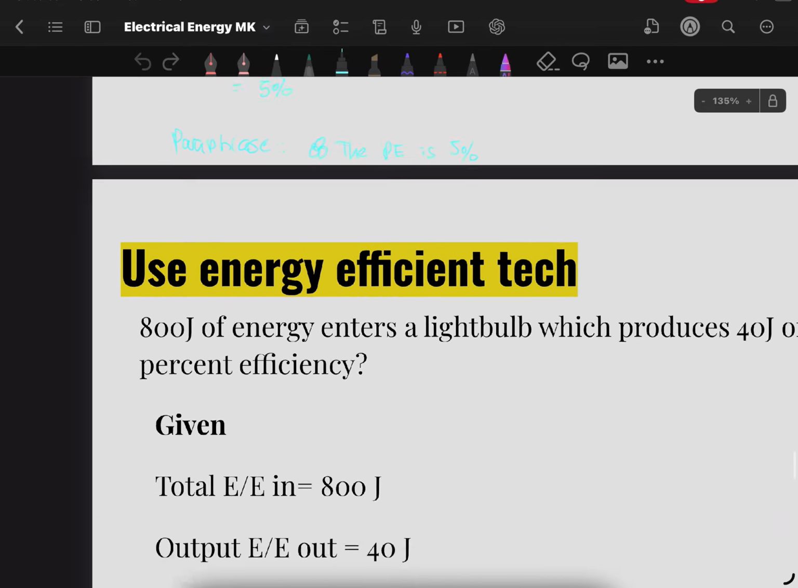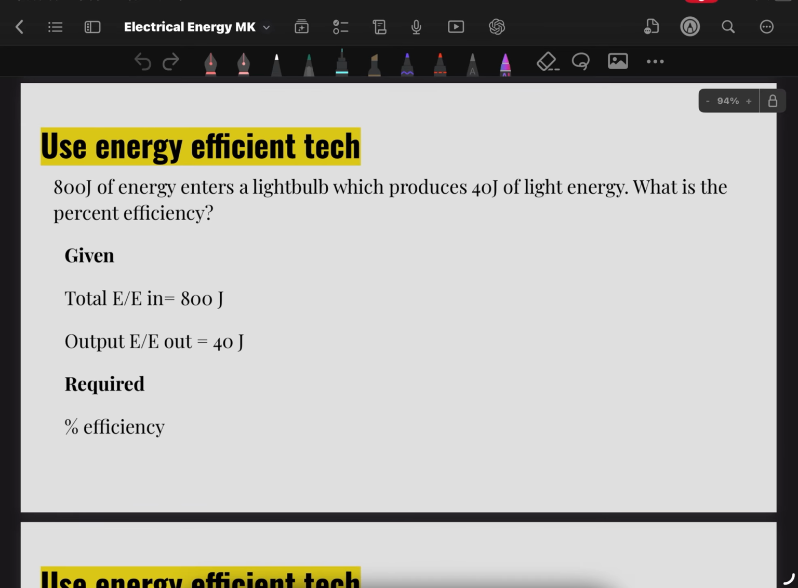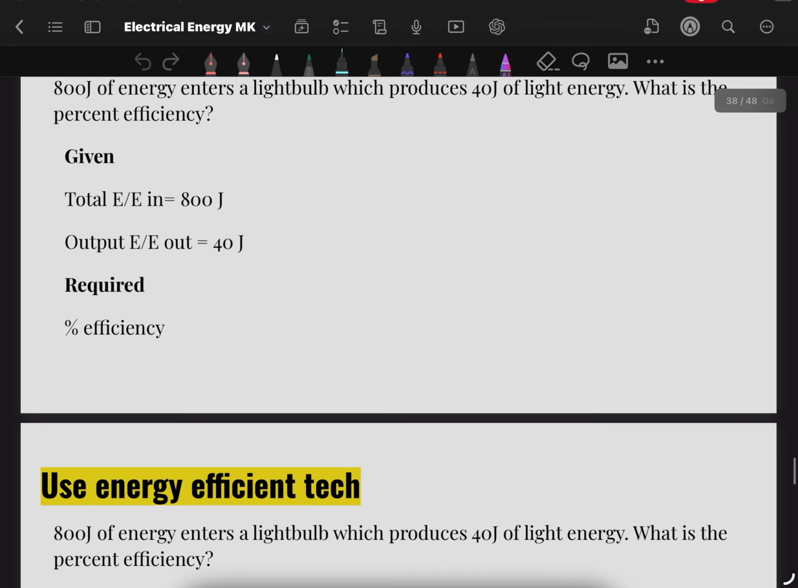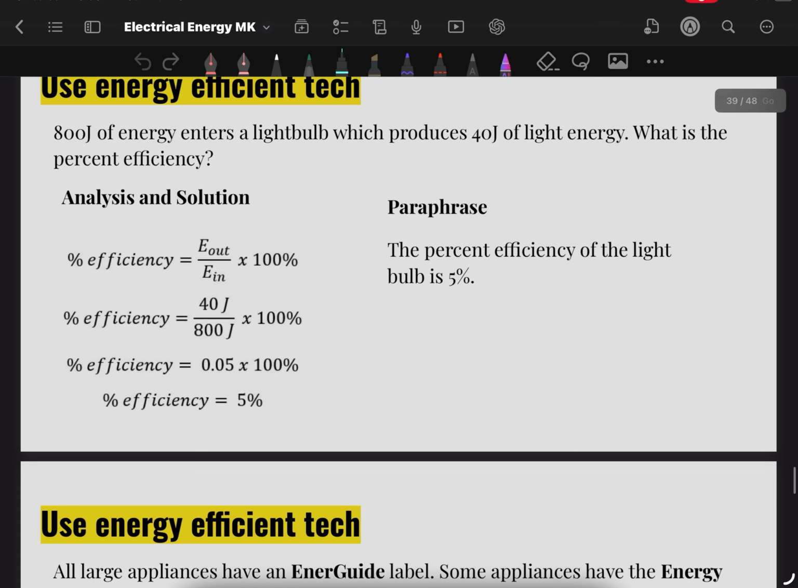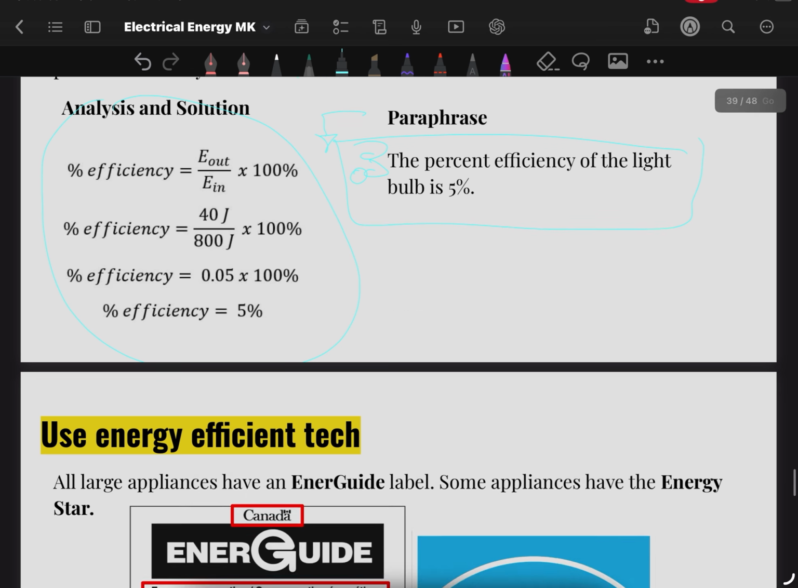So here is a cleaner solution for you guys, in case you want to see, that's our GRASP. So they did the same thing. They wrote the required, they wrote the given, and then they do their solution and they paraphrase it. They didn't use the therefore statement, but as long as you have the word paraphrase, the teacher will get the main idea and the communication.